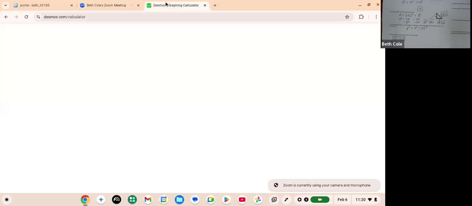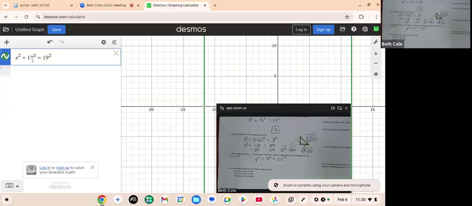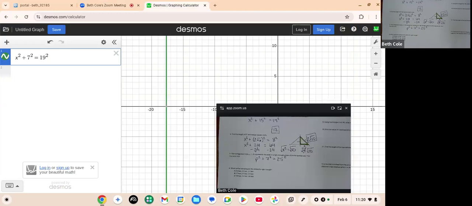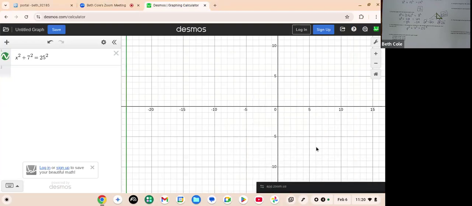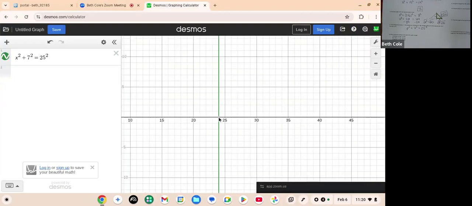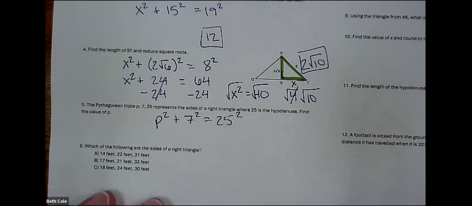So I'm going to just change this one. X squared plus, what was it? 7 squared equals 25 squared. Move this out of the way. Scooch this over, find where it is. And our answer is 24. So you set it up, put it in the calculator.